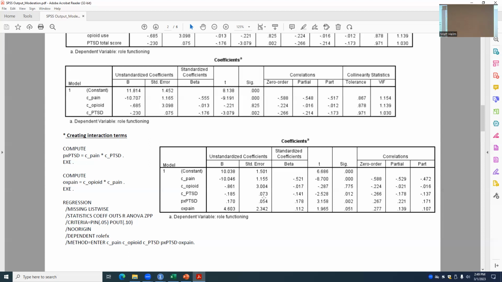One of the things the reviewer got really mad about is that sometimes with these moderation analyses, people say, hey, you can't do it the way you just did it. What you need to do is go through and put your first order effects in first.